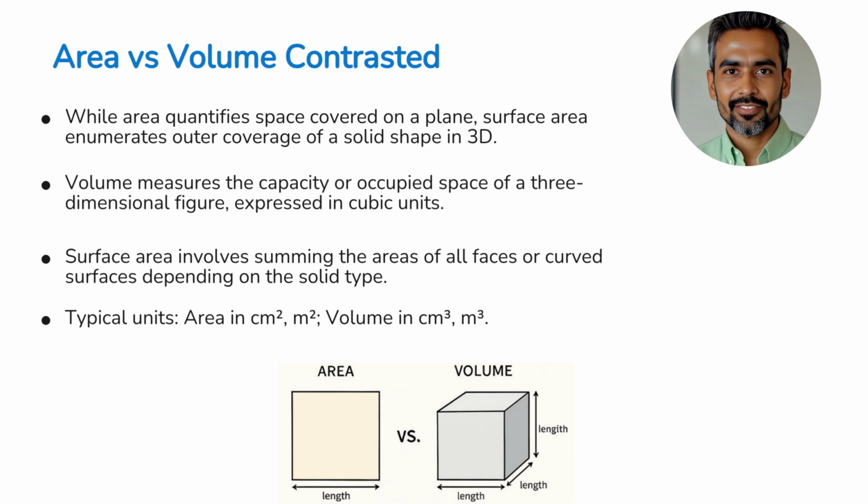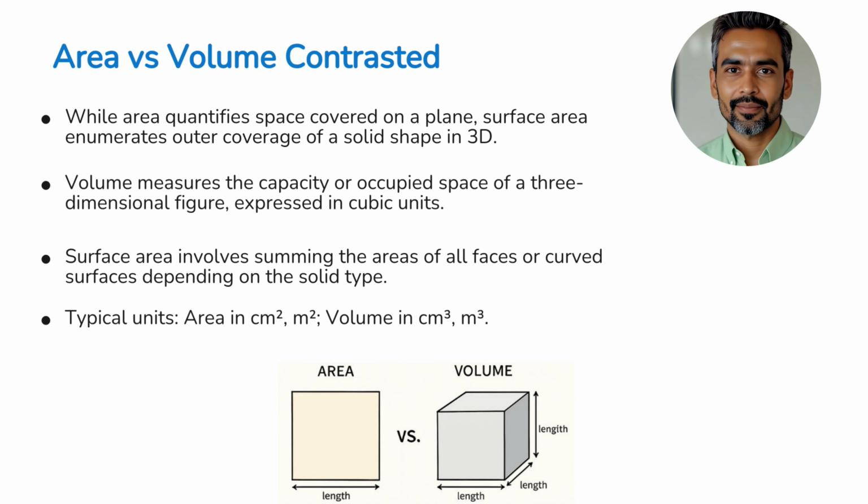Now, let's shift gears from the flat world of 2 dimensions into the solid space of 3 dimensions. Imagine a square drawn on paper. That's an area, the amount of surface it covers. But what about a cube, like a dice? Surface area measures all its 6 faces added together, showing how much space wraps around it. Volume, on the other hand, measures how much space the cube takes up inside. It is expressed in cubic units, like cubic centimeters or cubic meters.